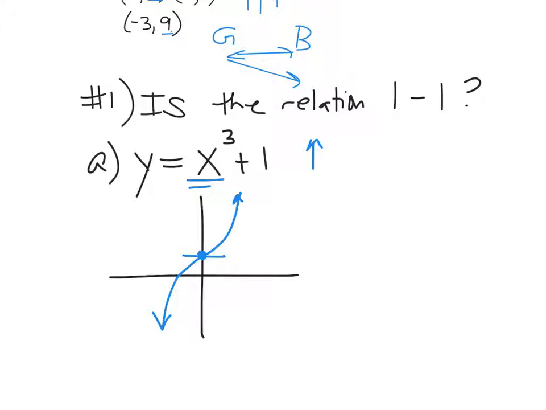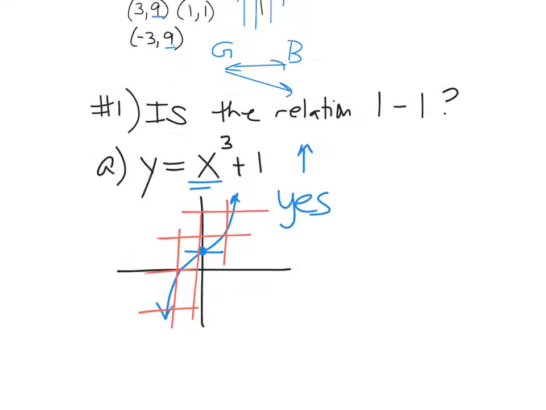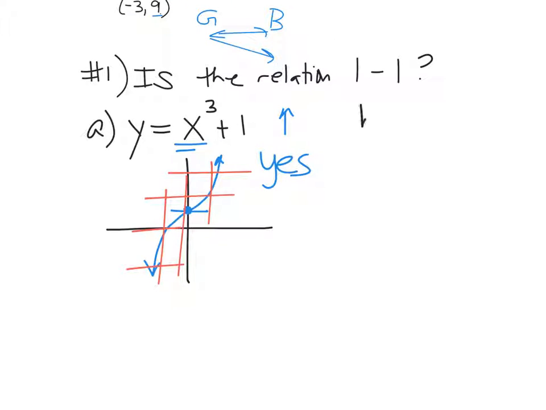So this is what it should look like. I didn't even graph it on my calculator. You should know what that looks like as the graph. It's just x cubed shifted up 1. Is that relation a one-to-one relation? Yes, it is for sure. It passes both the vertical line test and the horizontal line test. Pretty easy, right? Let's do another one.